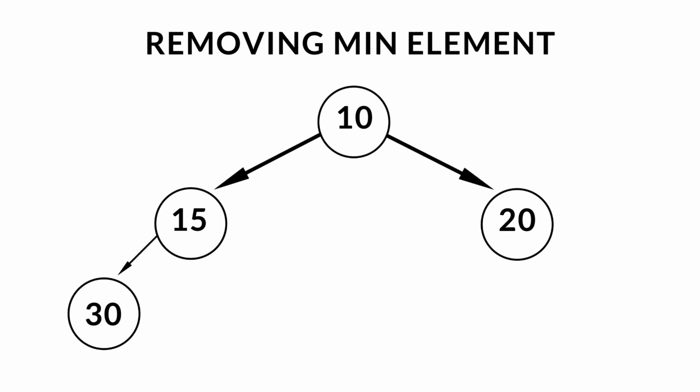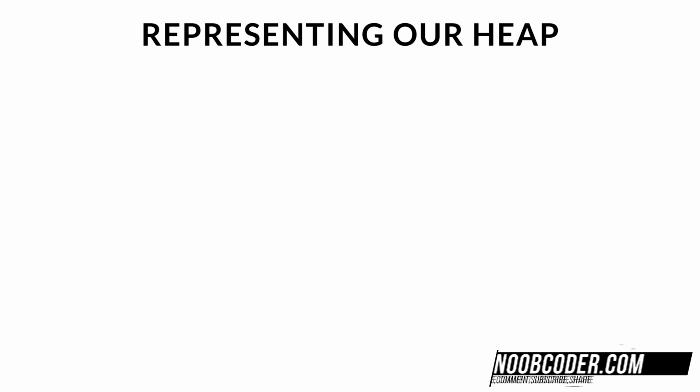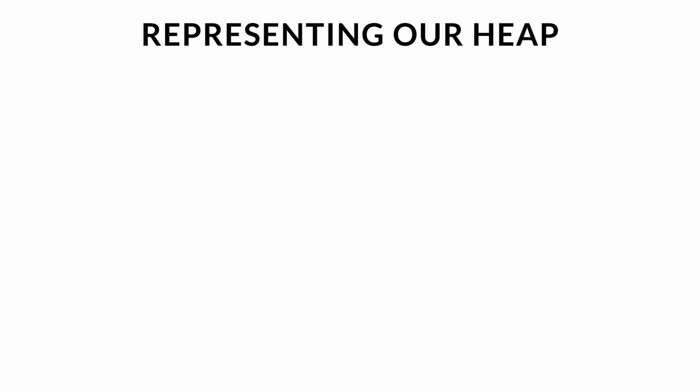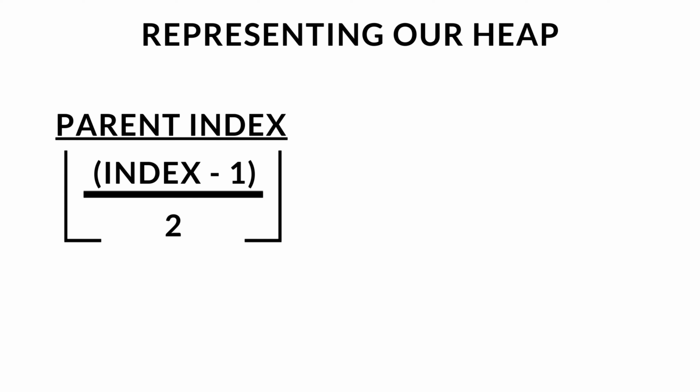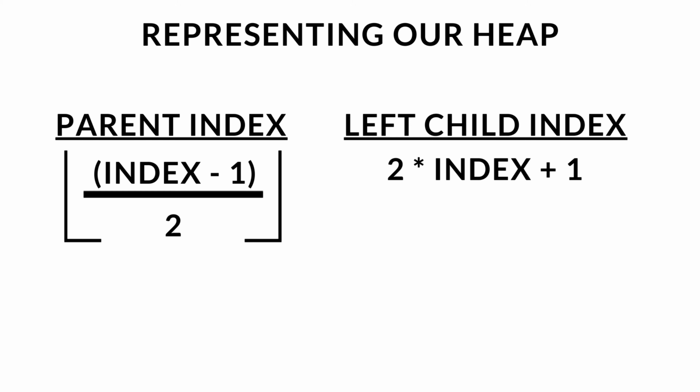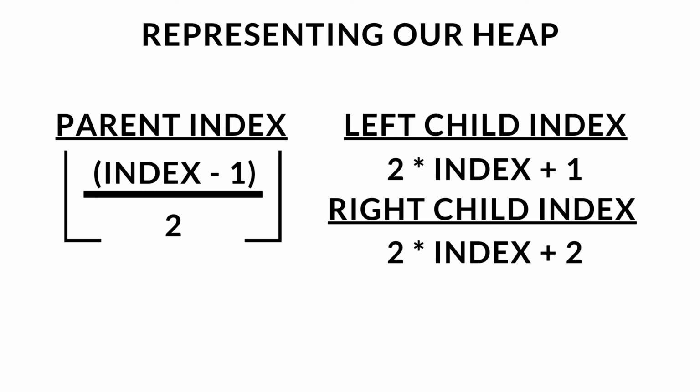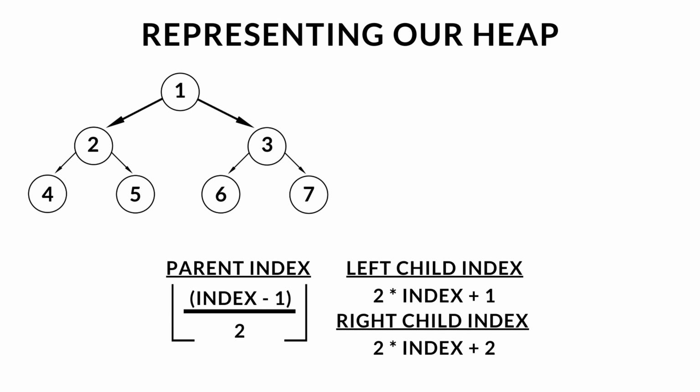So now let's talk about how we're going to represent a heap using an array. In order to do that, we're going to need a couple of formulas. To calculate the parent index of a given node, we take the floor of the index minus 1 divided by 2. To calculate the left child index of a given node, we take 2 times the index plus 1. And to calculate the right child index, we take 2 times the index plus 2. So given the following min-heap, let's go ahead and convert it into an array.